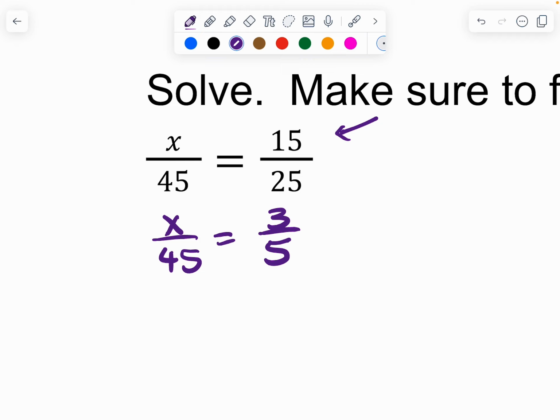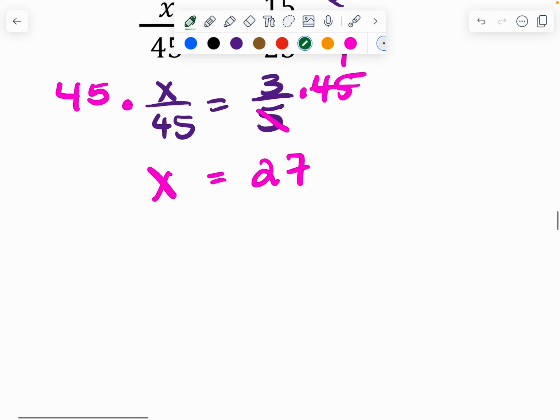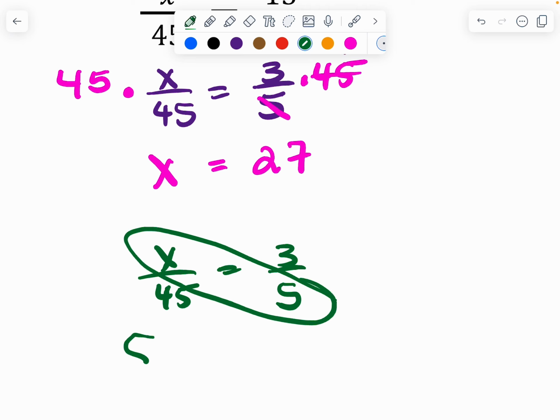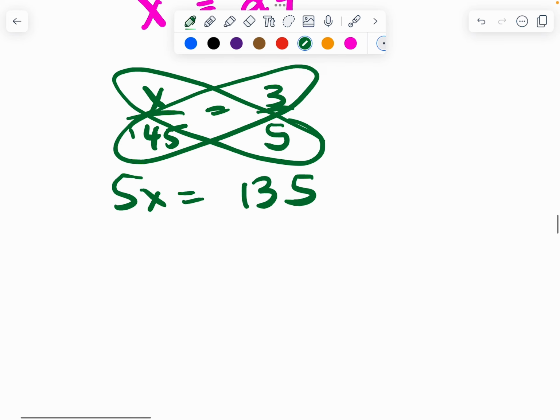Now, you could do this two ways. You could multiply both sides by 45, just like we've been doing. And that would, where's the multiplication? X equals 5 goes into this 9, you would get 27. Or you can do it like this, where you multiply here and you get 5x, and you multiply here and you get 5 times 12. Divide by 5, and you still get 27.